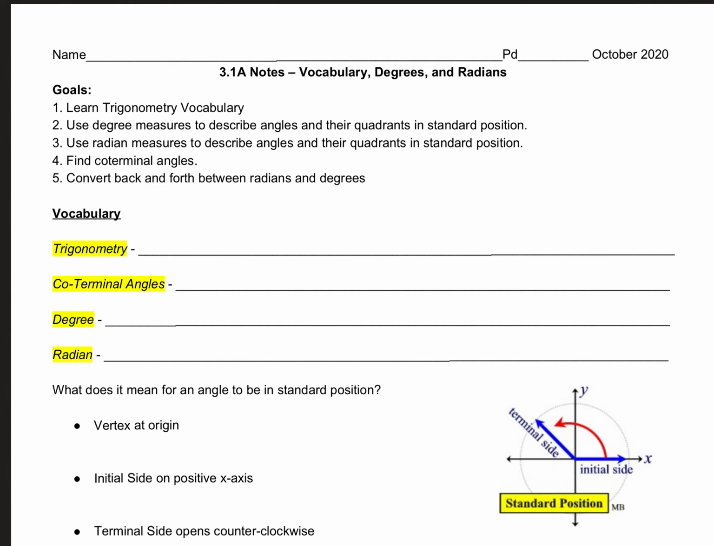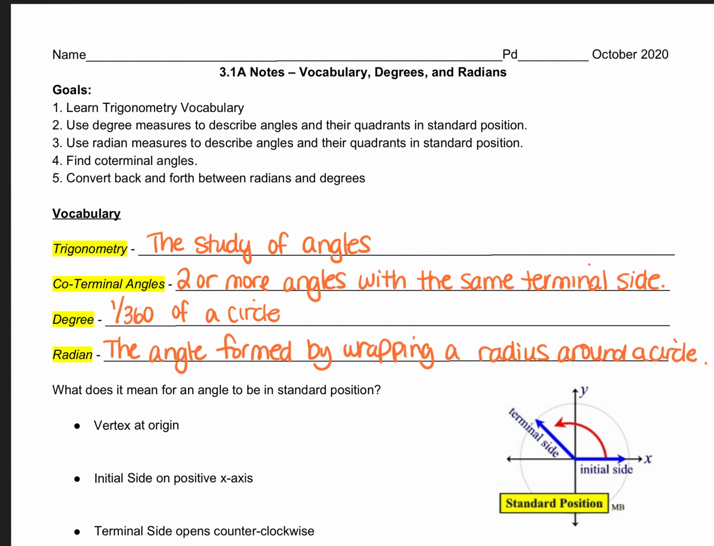So to begin with, we need a little bit of vocabulary defined. If you need to pause the video here to fill in the definitions, I'll talk about them as you're writing them. So trigonometry is, simply put, the study of angles. That's all it is, just the study of angles.